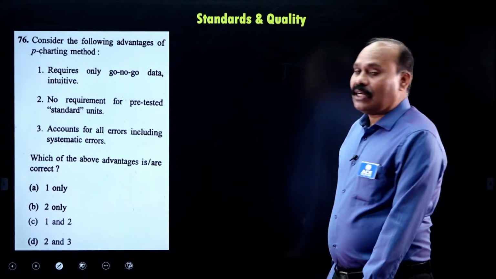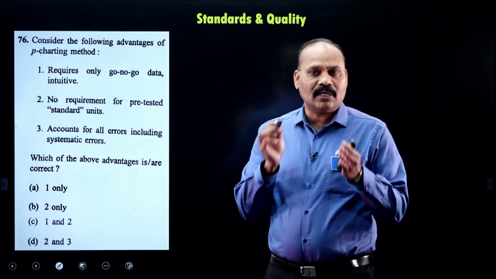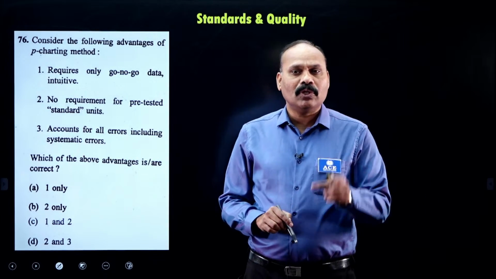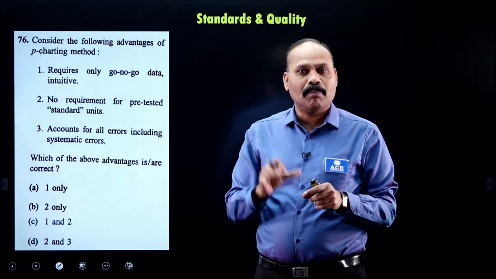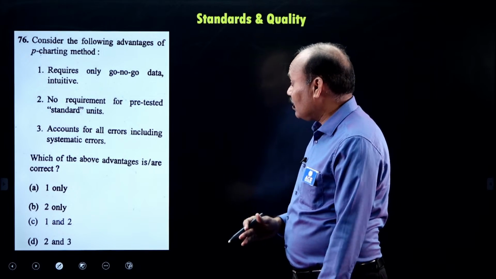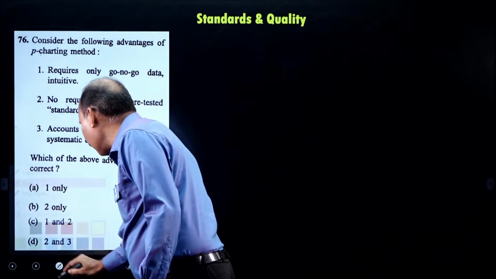Next, P chart. P chart is generally known as control charts for attributes. There are 2 types of charts, control charts for variables and control charts for attributes. And in P chart, we use only go, no go, yes or no, like a binary type, 1 or 0 type. So what is the advantage of P chart? Requires only go and no go gauge principle. So the first one is correct.